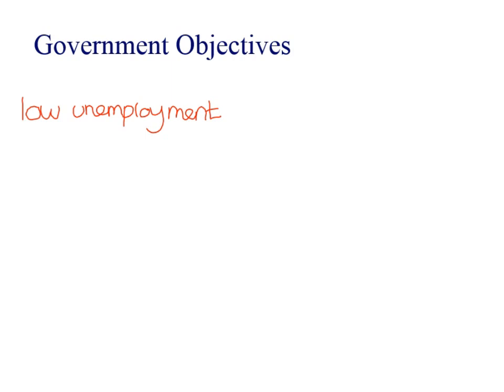Okay, what does the government want to achieve? Low unemployment, obviously, because it causes all these problems, unemployment, and people become unhappy. Why would you vote a government in if they wanted to achieve high unemployment? Crazy. Some governments actually say they want to achieve no unemployment, so zero unemployment, but more realistic is low unemployment.